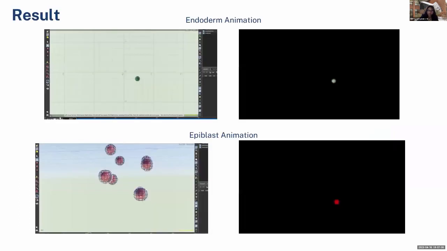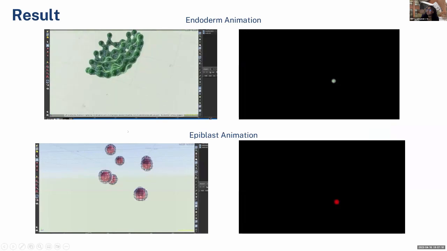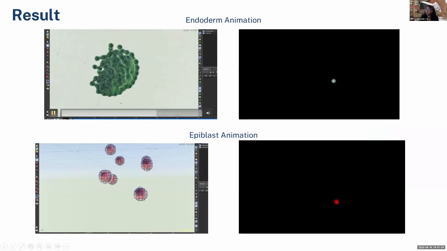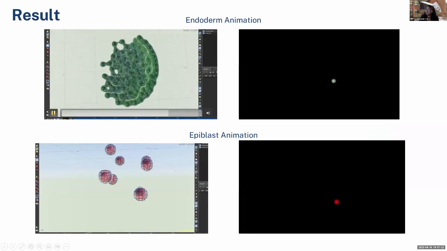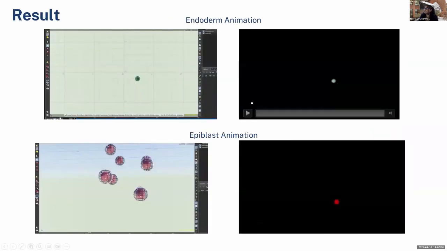Now let's look into the result and conclusion section and see my progress on the thesis. After I built the nodes, this is how the endoderm cells looked on Houdini. And this is how it looked after rendering.